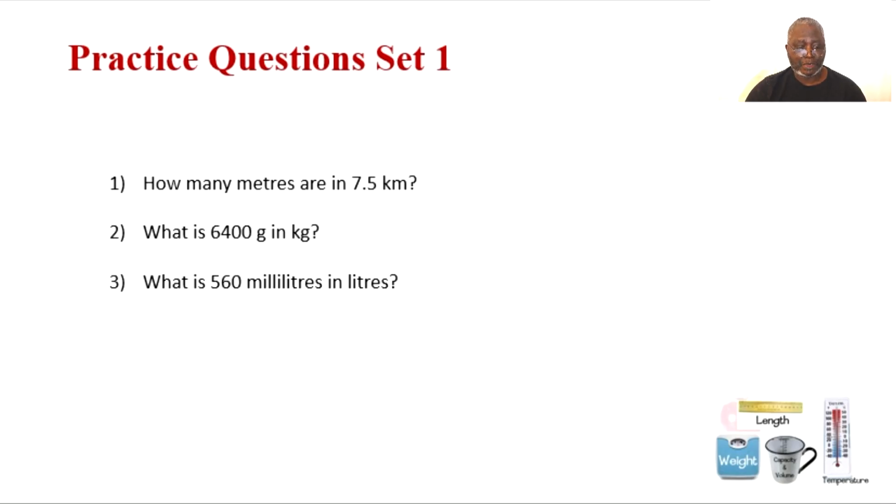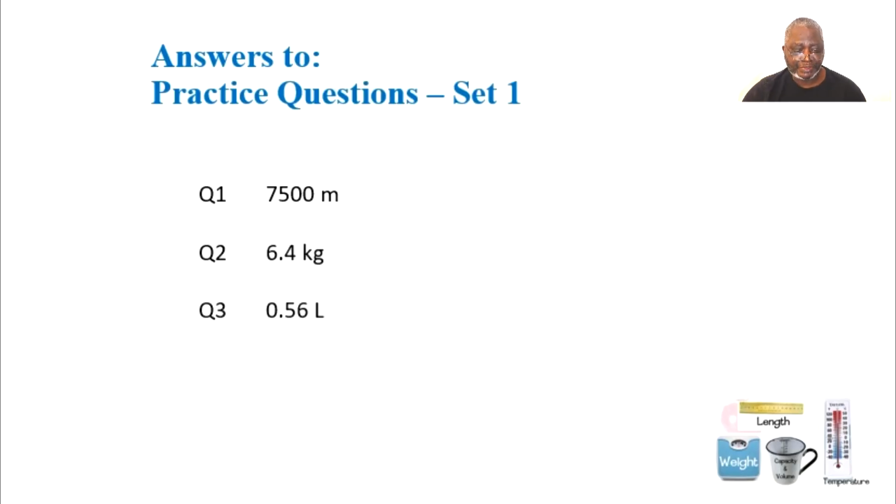Practice question set 1. How many meters are in 7.5 kilometers? What is 6,400 grams in kilograms? What is 560 milliliters in liters? And those are your answers. Question 1, 7,500 meters. Question 2, 6.4 kilograms. And then question 3, 0.56 liters.